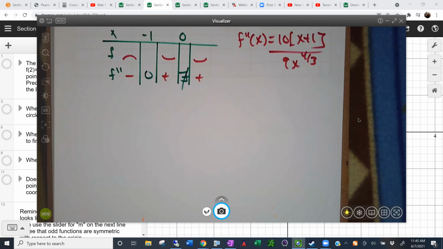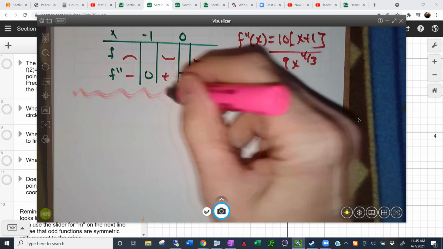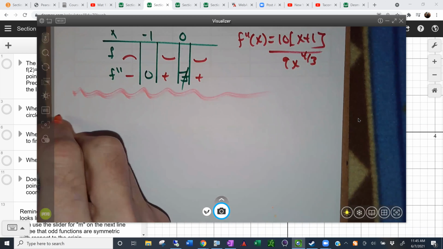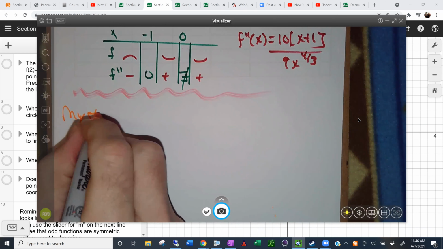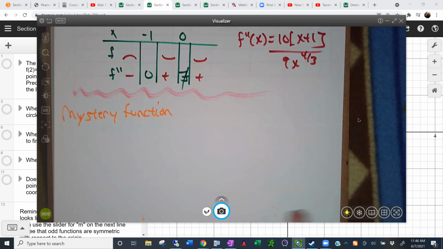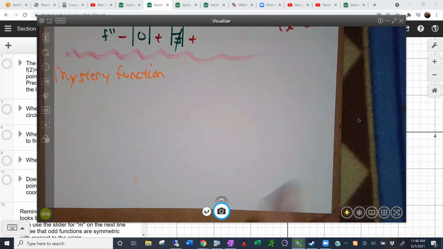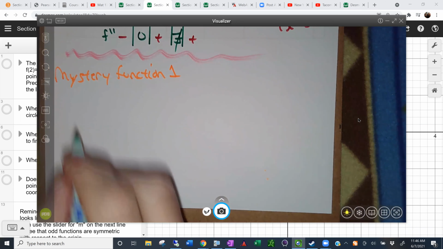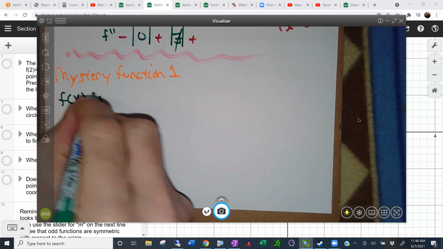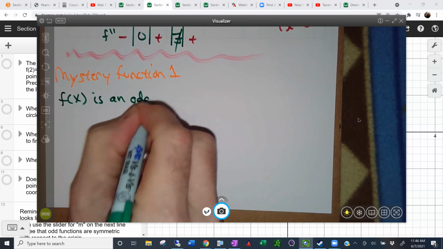So I like to do this last kind of problem, especially in class. I don't know as I'll be able to do something exactly like this through WebAssign, but you never know. So we'll call this one a mystery function. Let me tell you a few things about our mystery function. Call it mystery function 1. And the first thing I'm going to start with is that f of x is an odd function.